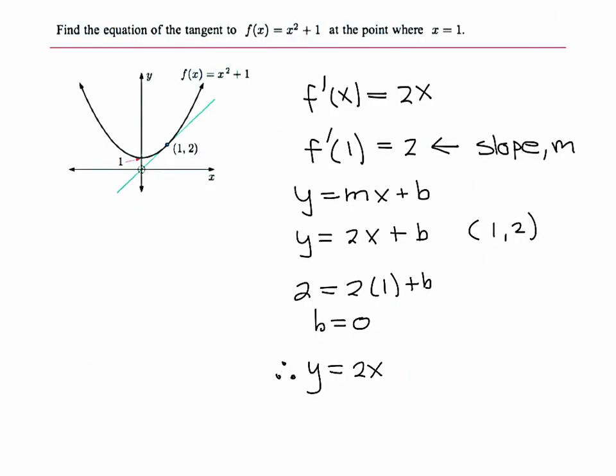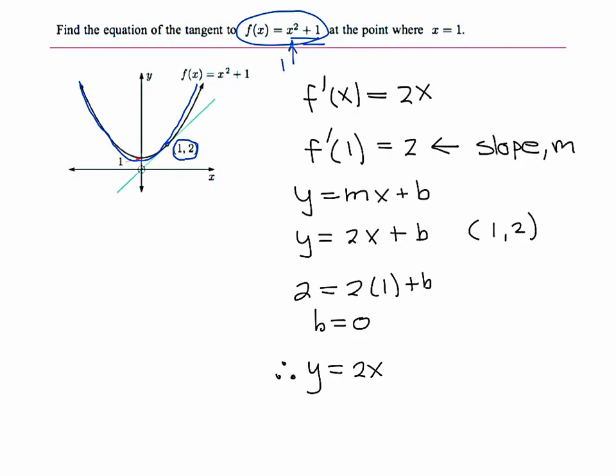Find the equation of the tangent to f of x is equal to x squared plus 1 at the point where x is equal to 1. We know f of x is equal to x squared plus 1. This is a quadratic function that is concave up, and it passes the y-intercept at 1. So here we have the curve of a quadratic. At the point when x is equal to 1, by simply plugging in the 1, you get f of x is equal to 2. So (1, 2) is the coordinate that we're going to be working with.